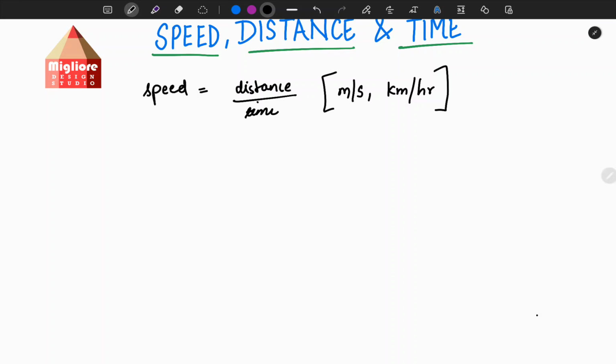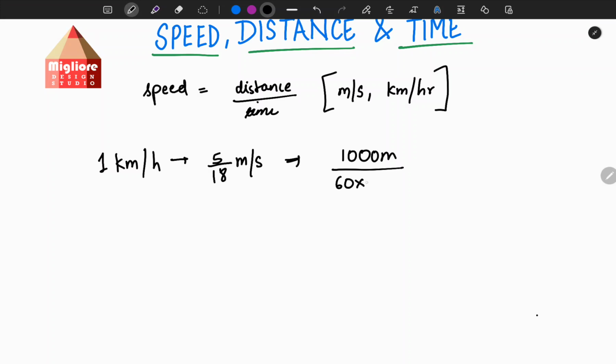So one of the main things that you need to remember, because it is very important and will be used, is that 1 kilometer per hour is actually 5 by 18 meters per second. The way it comes is that 1 kilometer is 1000 meters upon 1 hour, which is actually 60 into 60 seconds, which is 60 minutes into 60 seconds. So you just do some basic calculations, and this is 2 5s and this is 2 3s, you get 5 by 18 meters per second.